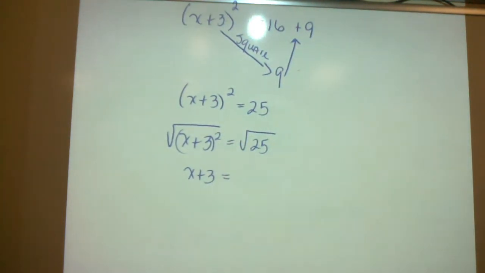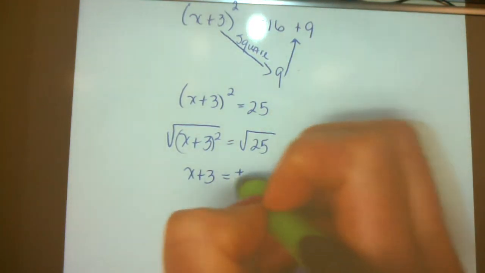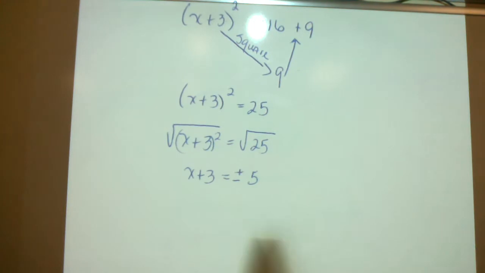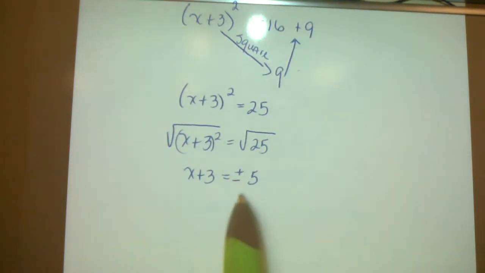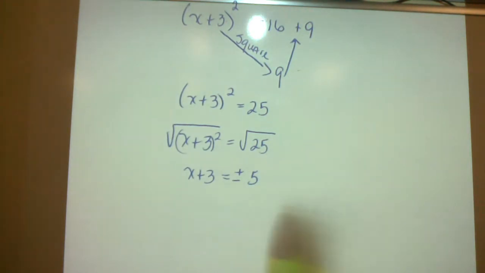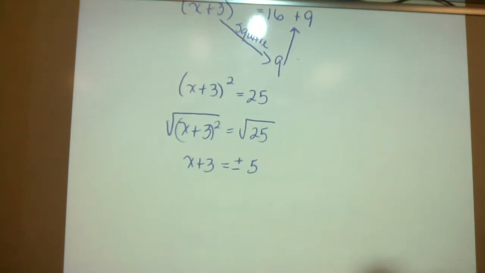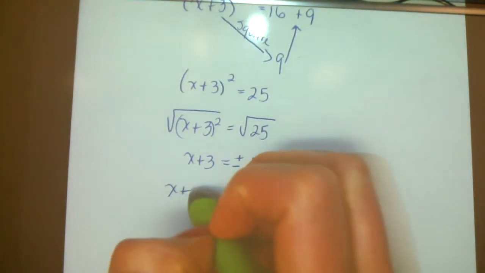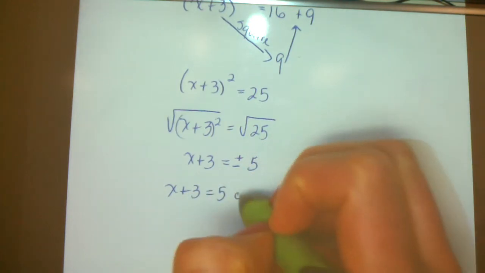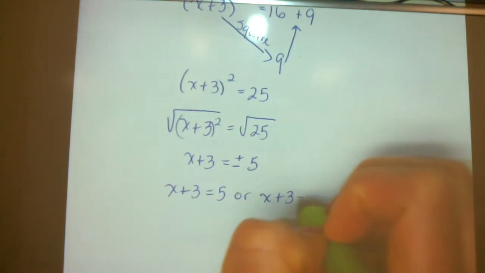Now the square root of 25, it's so easy to just say, well, it's 5. Well, you got to be careful. It may not just be 5. It could be a positive 5 or it could be a negative 5. Because a positive 5 times a positive 5 is 25, but a negative 5 times a negative 5 is also a positive 25. So that's why we're putting both positive and negative. All right, let's set this up. I'm going to have two equations. X plus 3 is equal to 5, or x plus 3 is equal to negative 5.